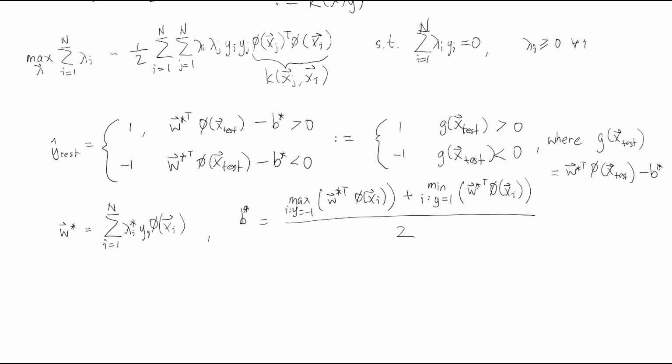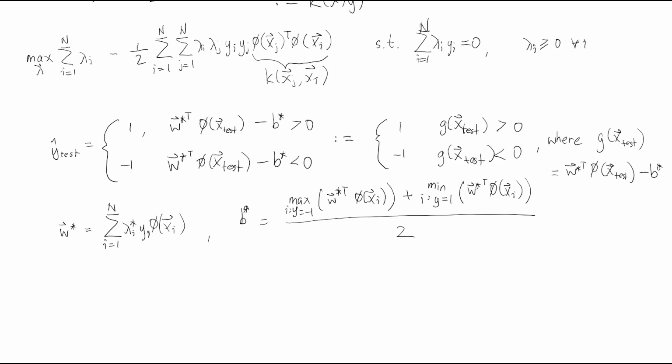So now the computation of W star and B star actually involves the feature phi, right? So we need to do a bit more work to make the computation of W star and B star simpler, to not actually require evaluating the features. So let's take a look at this.